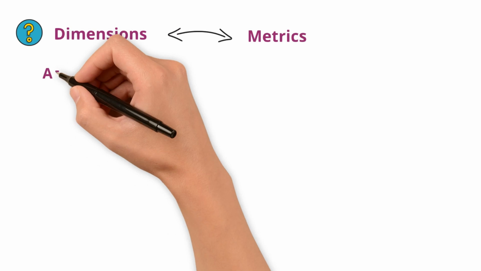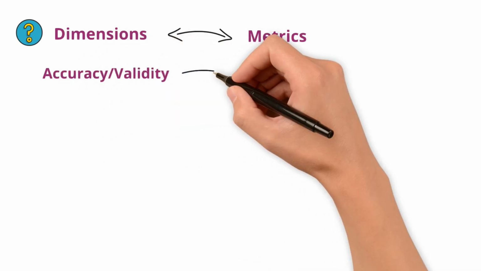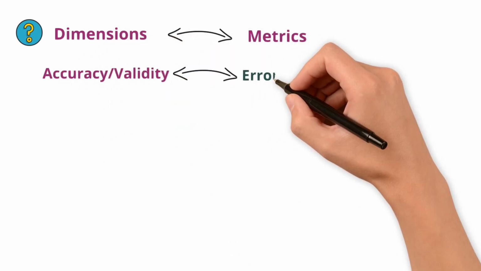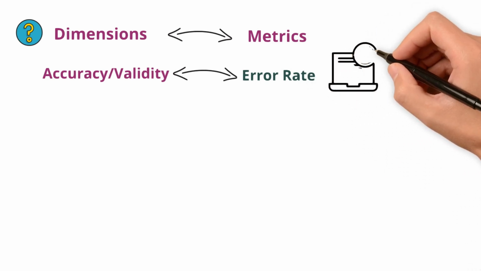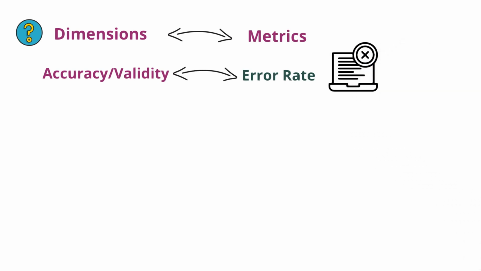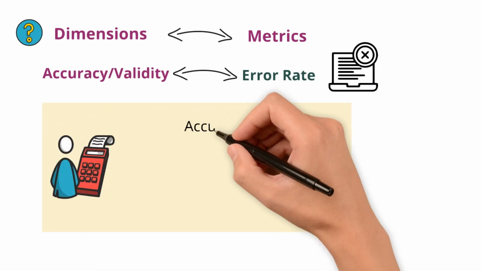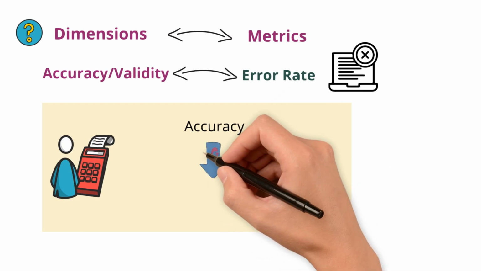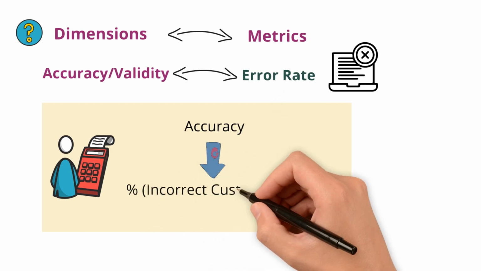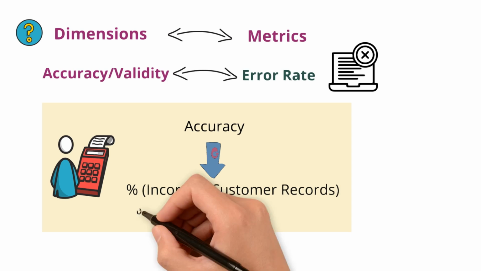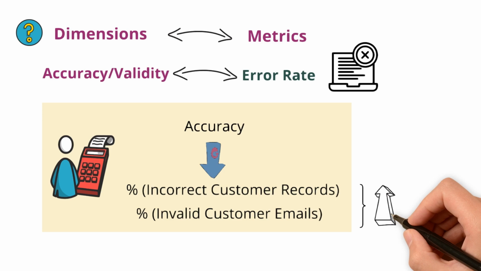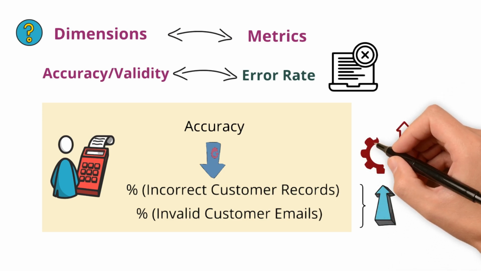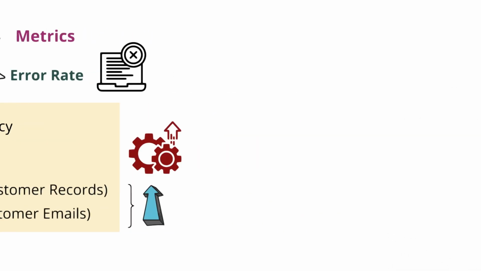If your focus is on accuracy or validity, a metric that you can measure is error rate. This tells you how many incorrect or invalid entries exist in your dataset. For example, in a sales department, the accuracy dimension could be tracked with a metric like percentage of incorrect customer records or percentage of invalid customer emails. If a company has a high error rate, it knows that its customer database needs improvement.